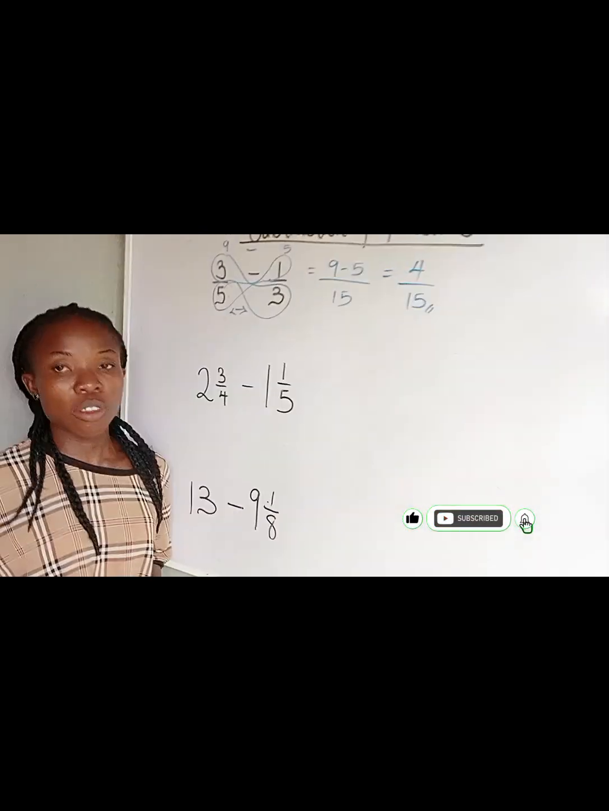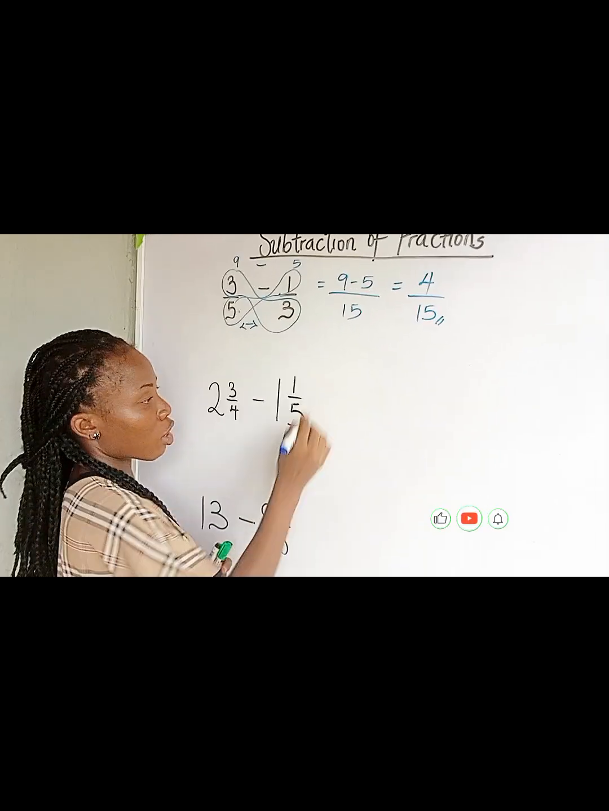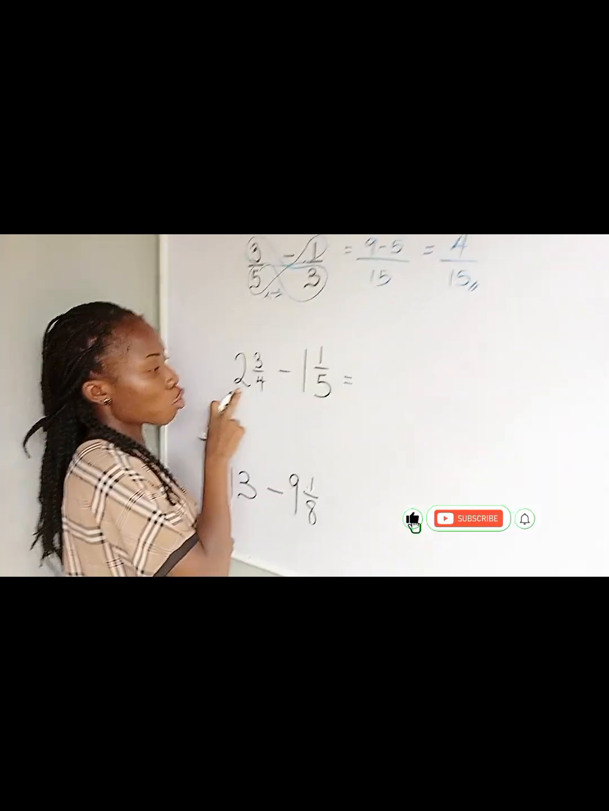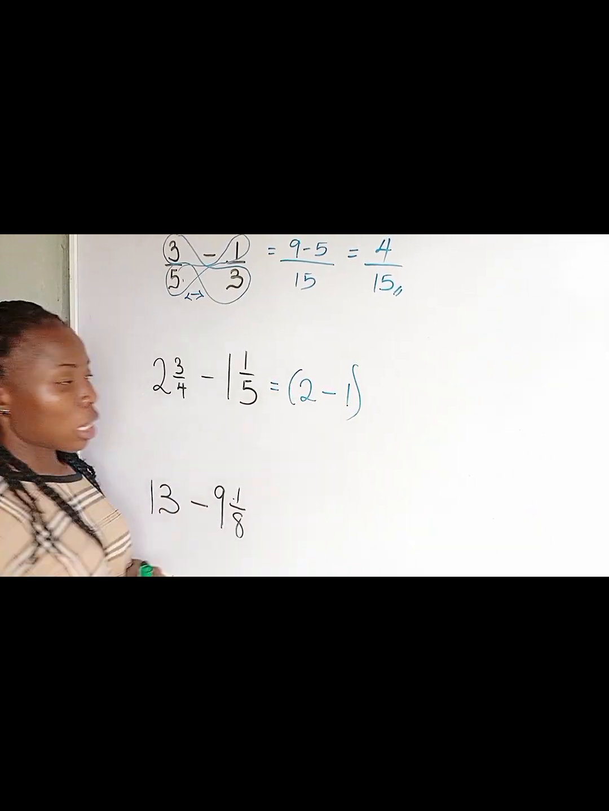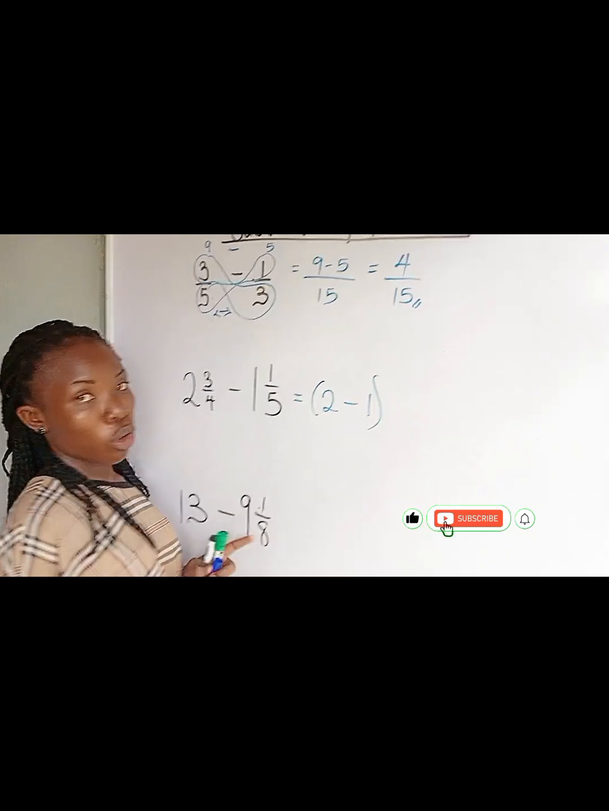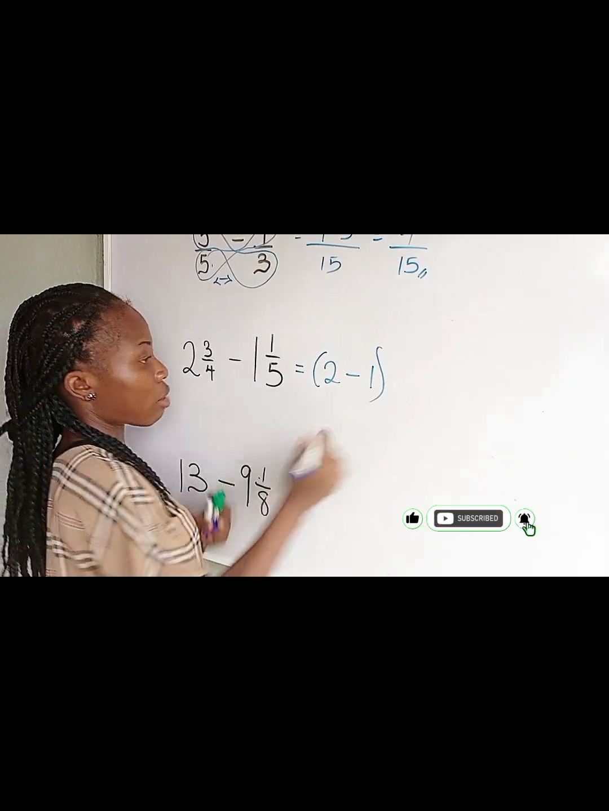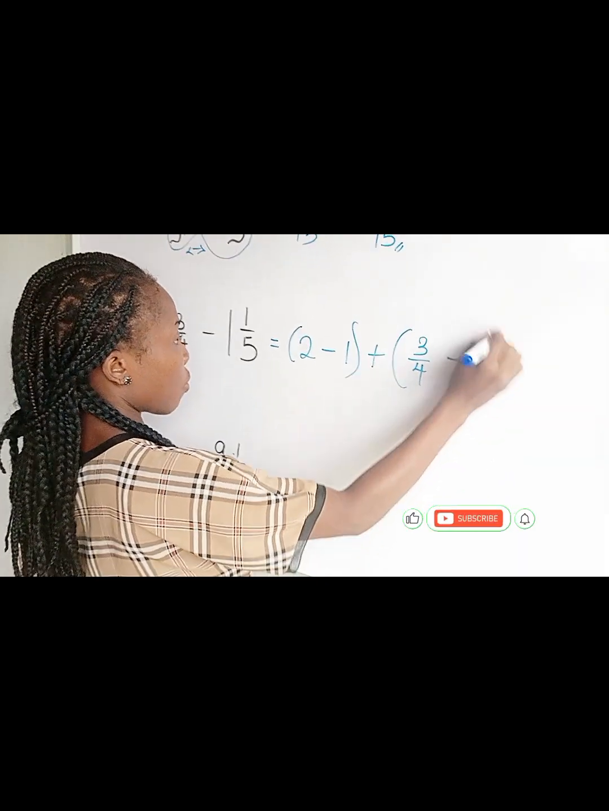In this case, you're going to separate your whole number from your fractions. We have our whole number as 2 and 1. So we have 2 minus 1. Now the sign that will be here is going to be an addition sign, because when we bring it together we are adding it. So we have 3 over 4 minus 1 over 5.